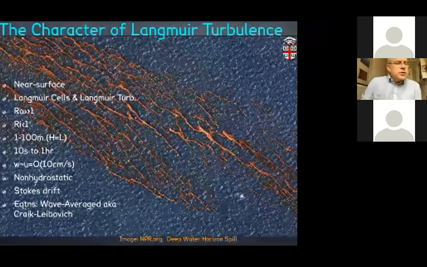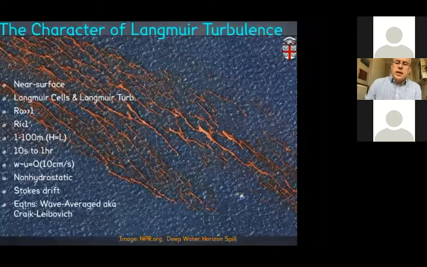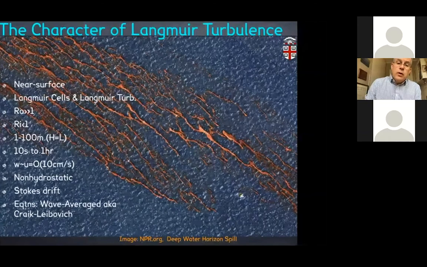On even smaller scales, on the kind of 10 to 100 meter scales, we talked about Langmuir turbulence. So Langmuir turbulence is driven by both the surface waves and also the winds, but it also has that characteristic of convergence zones near the surface. This is a satellite image of oil after the Deepwater Horizon spill. And you can see these windrows, as they're called, which are the regions where the oil is collected into those surface convergence zones of these overturning cells. Here's an airplane for scale.